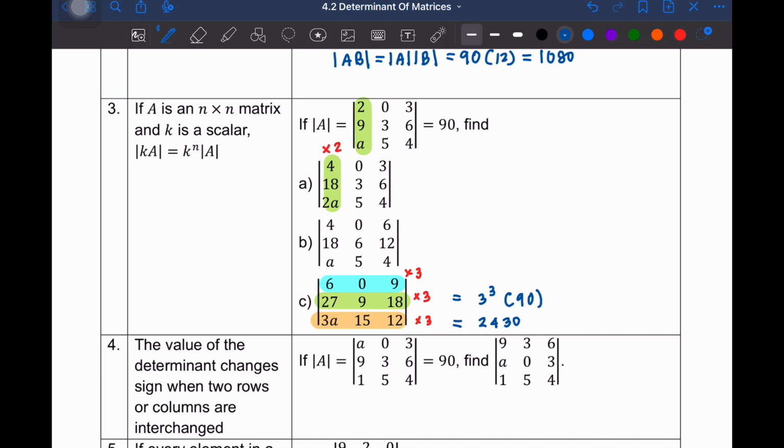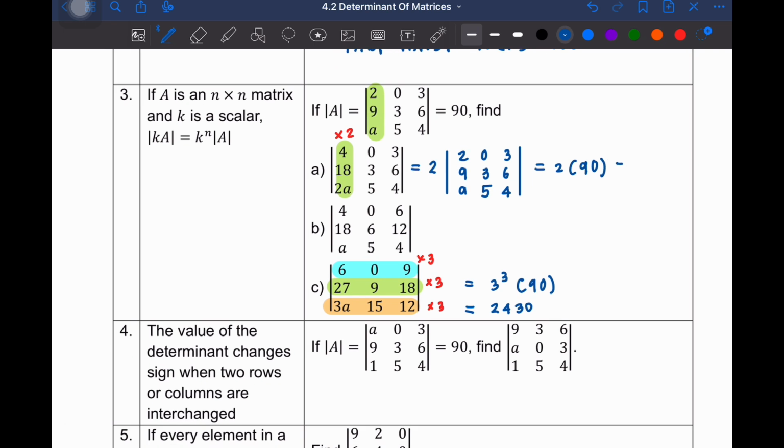So, kalau darab dengan 2 means that kita punya determinant, awak kena factorize the 2 out first, like that. And then you will write back the original one. So it's 203, 936, 654. Okay, so this is equal to 2 times 90, which is equal to 180.